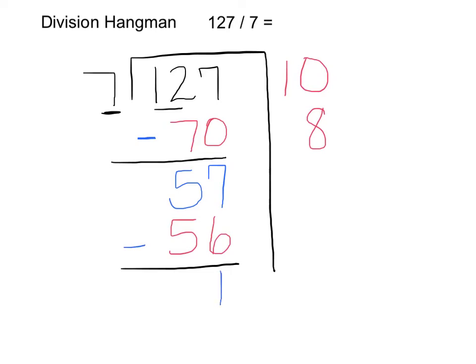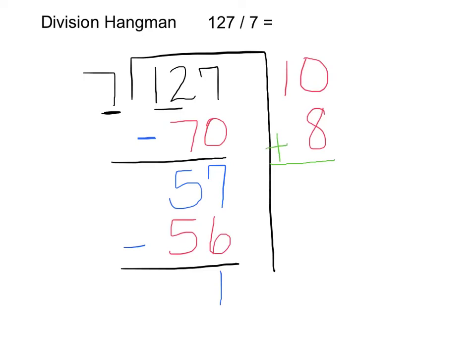And I get 1. Now I'm going to look at the 1, and I'm going to look at the divisor, which was 7, and I notice that 1 is smaller than 7. So that tells me I need to stop, and I'm going to add. I'm going to put my equal sign right there with an addition sign.